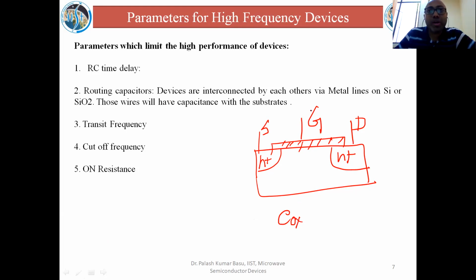Similarly, the gate is connected by some wire or metal contact, no? Metal also has some resistivity, which you cannot avoid. 10 ohm, 20 ohm, 30, 40 ohm, whatever the resistance is, it is there. So that means this is also there, and sometimes this gives you the RC time delay.